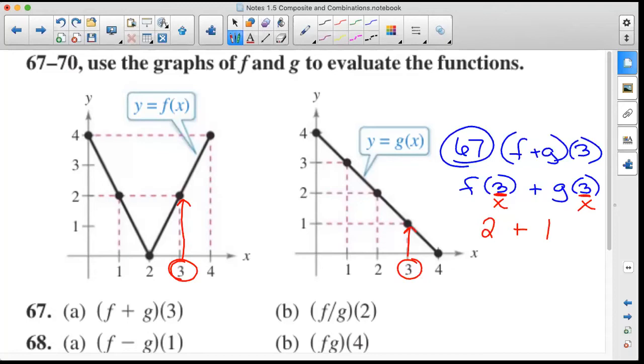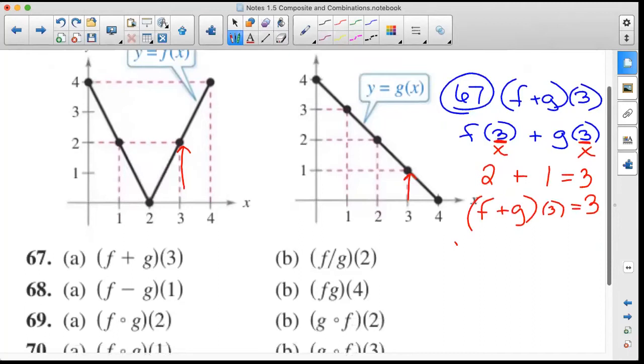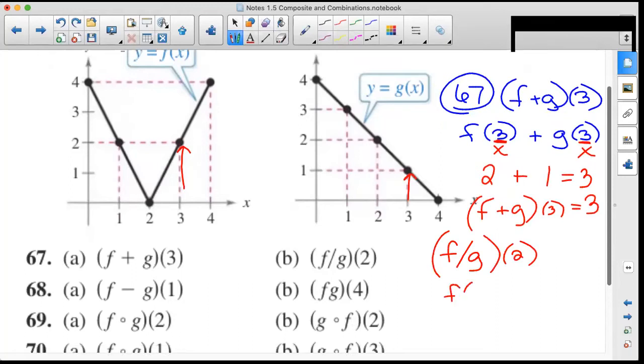If I plugged it into the equation, I would get a 1. By looking up that x value in the graph, I'm looking at its y value, and I also get a 1. And when I add them together, I get 3. So f plus g of 3 happens to also equal 3. So that's evaluating using a graph instead of evaluating using the actual equation. So a graphical approach. Now if I look at part B, that was part A. So if we take part B, this is really saying take f of 2 and divide it by g of 2.